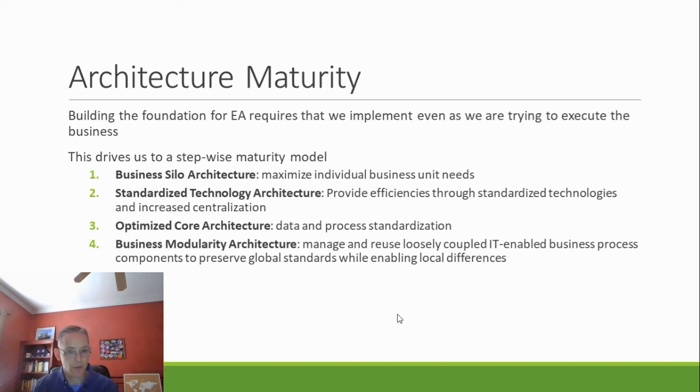Third, you want to optimize that core architecture. So now you're getting to data and process standardization. Not just technology, but actual data and process standardization across the business. And the fourth one is business modularity, where you can create these loosely coupled IT business process components to preserve global standards while enabling local differences. So you plug and play, but every time you plug something in, it connects automatically, and everyone knows how to do that particular thing when it's employed.